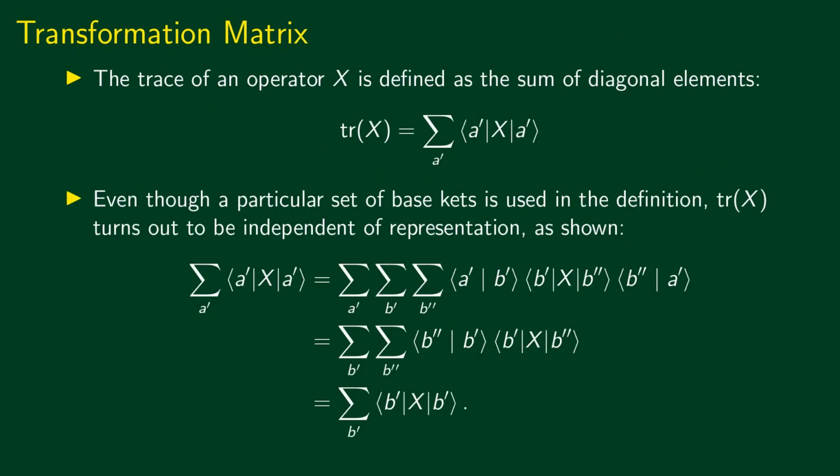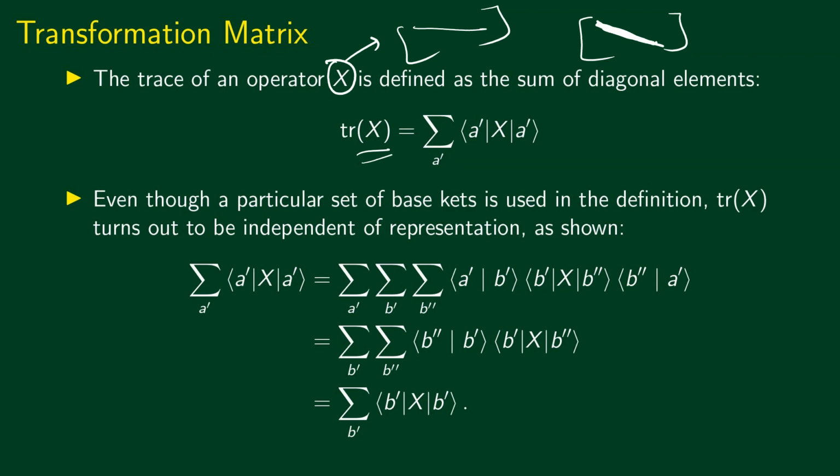The trace of an operator. We know that the trace of a matrix is the sum of the diagonal elements. We can define the trace of an operator X as the sum of the diagonal elements of the matrix representation of X. So if you want to find the trace of an operator X, first you write down the matrix representation of the operator and then sum the diagonal elements.